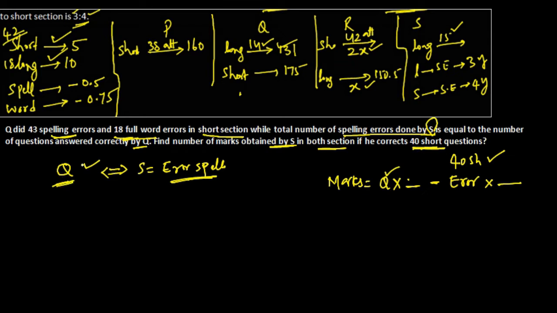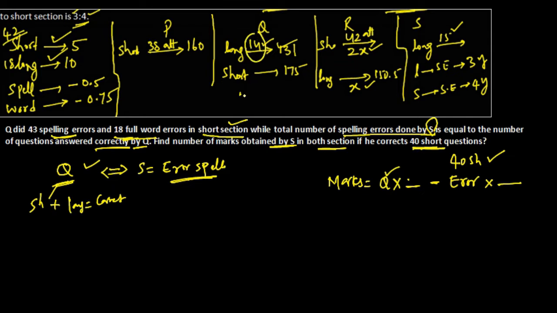by Q. In which section? That is in short section. Not in short section. Number of questions answered correctly by Q means Q in short section plus in long section. Together correct answers we need to find out. Now refer to the Q. Q in long section he has done 14 correct answers. Regarding Q we know long section.